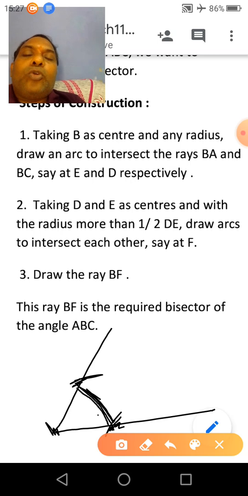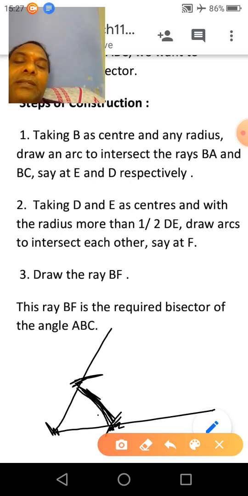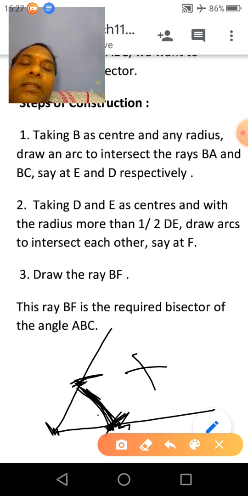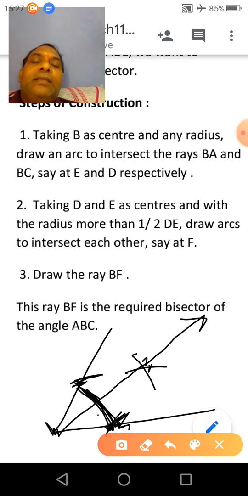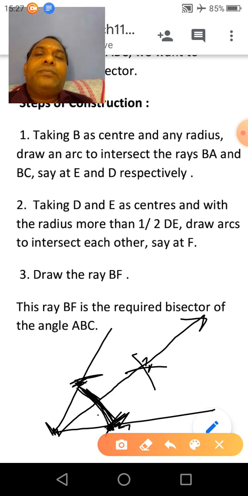length of arc more than half of these 2 points, and taking this point as a center, draw an arc here, and taking this point as center, draw an arc here. Both arcs cut at a point, join this to this, draw a ray. This will be the bisector of the given angle. Clear?